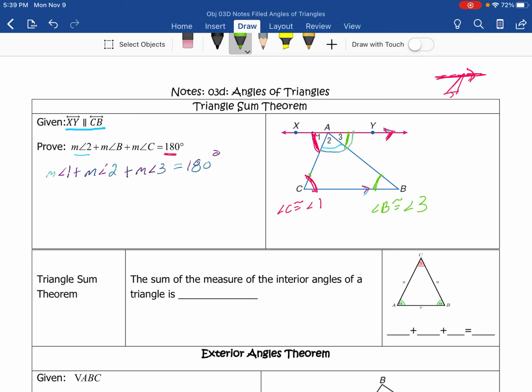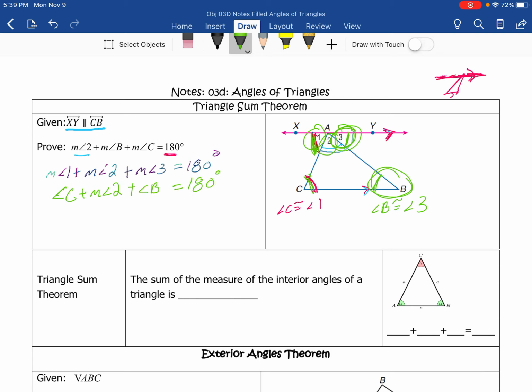So when I'm looking at this, I know the measure of angle 1 plus the measure of angle 2 plus the measure of angle 3 is 180. If this angle is the same as this angle right here, then I can replace angle 1 with angle C, and angle 3 is the same as angle B here. And so essentially, the reason why the sum of the measures of the interior angles of a triangle is 180 degrees is because these three angles right here form a straight line and a straight angle. So I think that's kind of interesting.